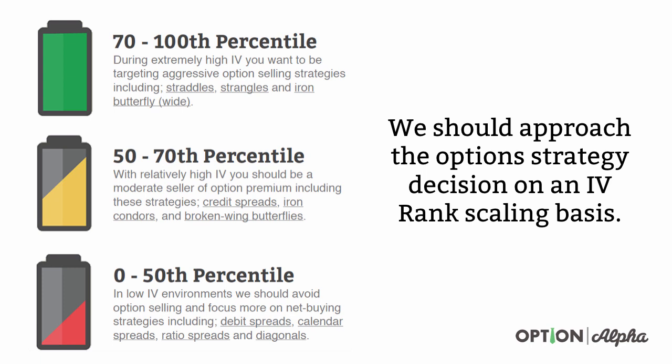So how do we use these implied volatility rankings? How do they help us determine which strategies we should be going after?